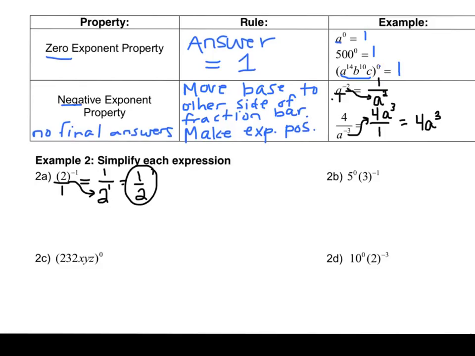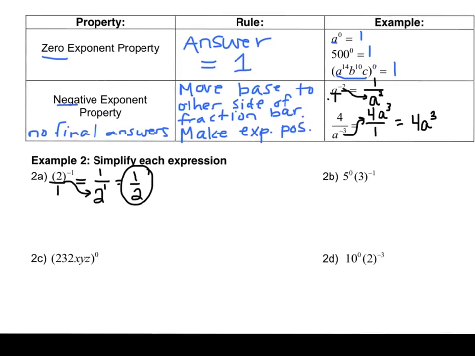Now let's do 2b. So the first thing I see is an exponent that's 0. 5 to the 0 equals 1. What happens to this? Well, all of this is on top of a fraction bar right now, so that 1 is going to stay on top. And this 3 to the negative 1 is going to move underneath and become positive. So we have 1 over 3 to the first, which is just 1 over 3. Go ahead and try 2c and 2d.